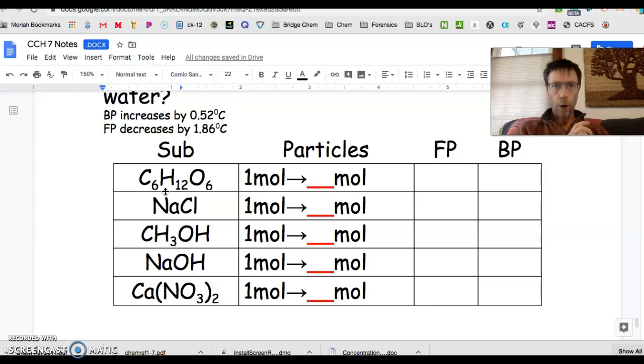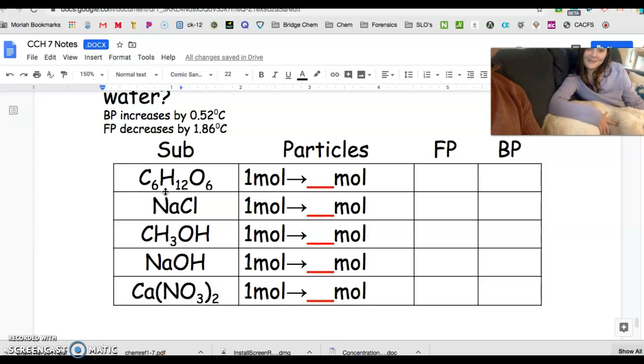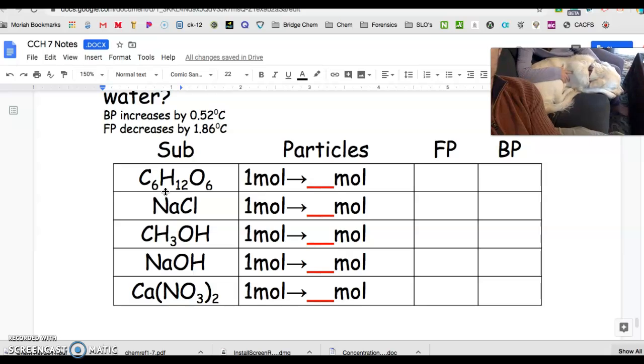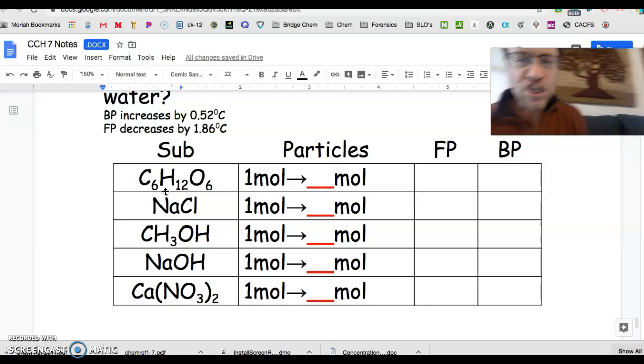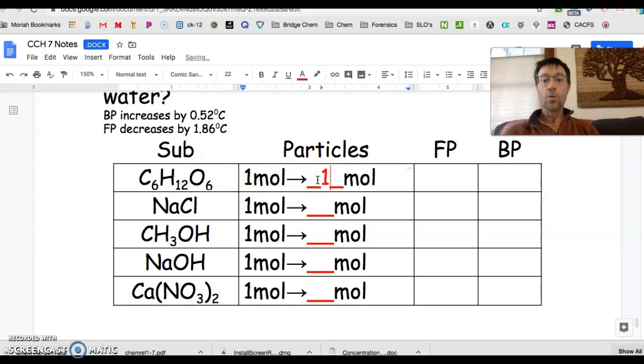Carbon-based. Is that going to break apart? I'll give you a minute. Olive, is that going to break apart, if it's carbon-based? The answer is no, it's not going to break apart. So 1 mole of this sugar is going to give you, guess how many? You said it, 1 mole of dissolved particles.